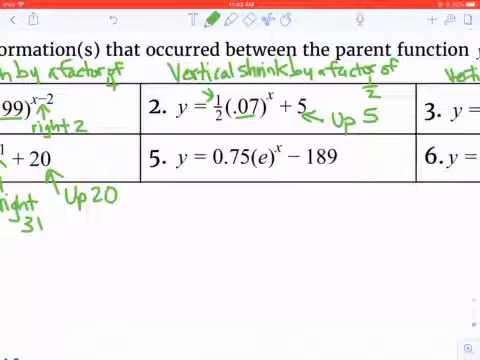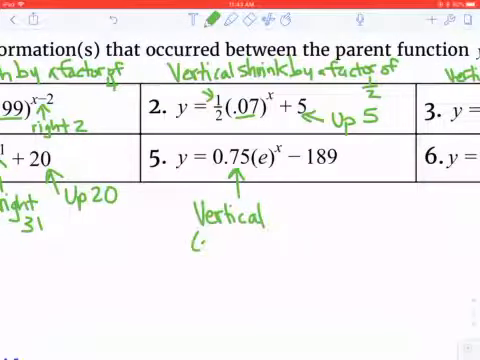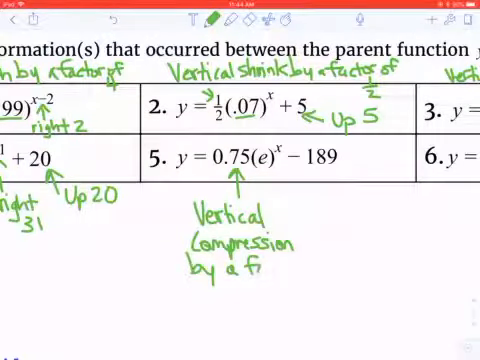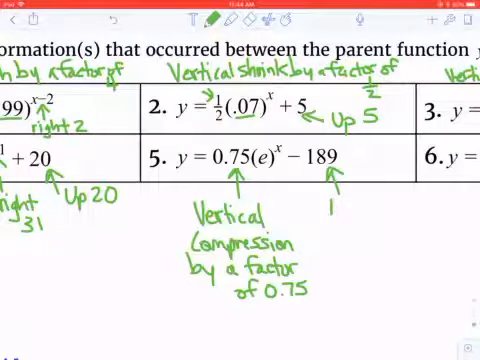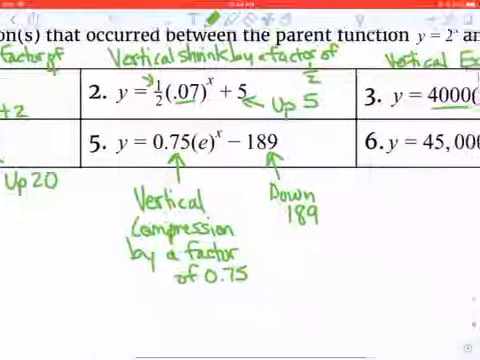Example 5, we have 0.75 for our a value, so that makes it vertically shrink or compress. So I'm going to say vertical compression by a factor of 0.75. Then the minus 189 is not in a grouping symbol, so that makes it go down 189.